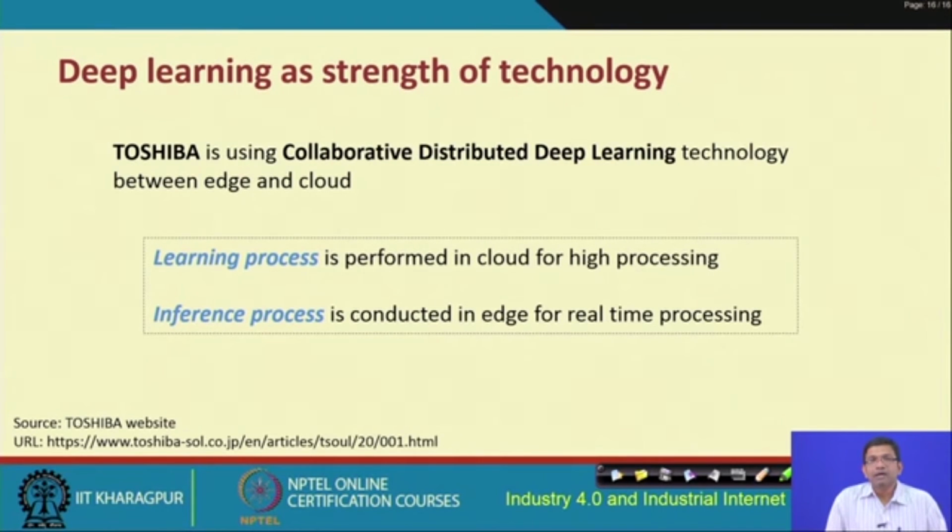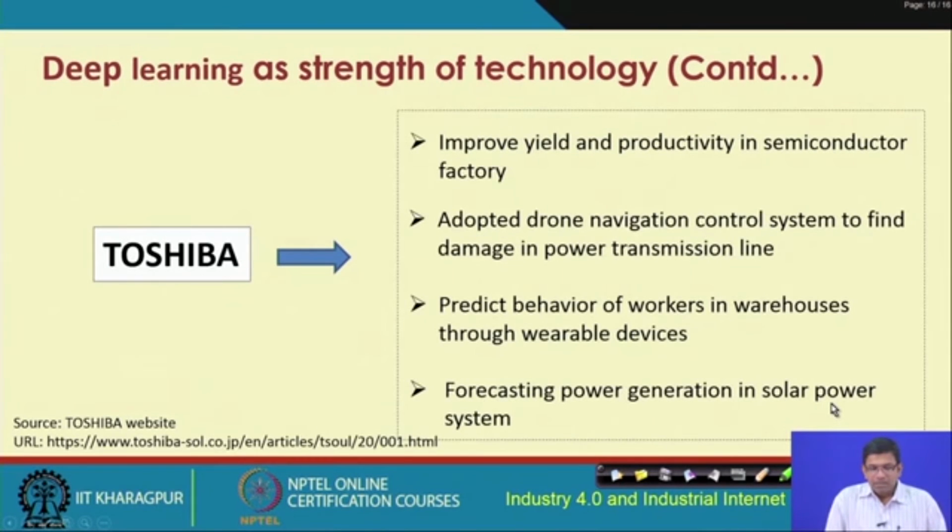Basic analytics will be done at the edge, whereas the deeper ones which require a lot of computation and so on, the higher end processing, will be done at the cloud. So, the Toshiba technology leads to improved yield and productivity in the semiconductor factory. They adopted the drone navigation control system to find damage in power transmission lines, predicting behaviors of workers in the warehouses through different wearable devices, and forecasting power generation in a solar power system.